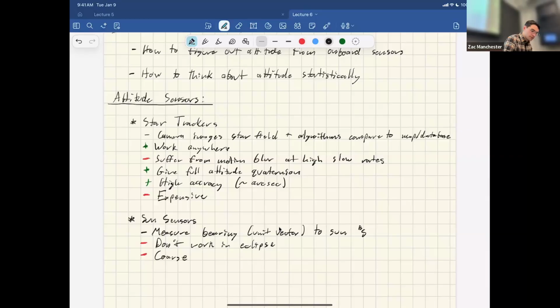There are a few ways to implement these. A really cheap way that's sort of common is to use your solar panels for sun sensing. If you have body-mounted solar panels, for instance, you can look at the solar panel currents on the different faces and get an estimate of the sun vector to within a few degrees. That's pretty common.